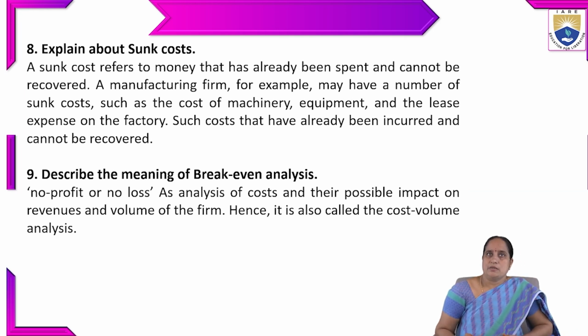Then explain about sunk cost. A sunk cost refers to money that has already been spent and cannot be recovered. So you have already spent money, but you know that it will not be possible to recover that money, whatever was spent by you. So that type of cost is known as sunk cost. A manufacturing firm, for example, may have a number of sunk costs such as the cost of machinery, equipment, and the lease expense on the factory, and such costs that have already been incurred and cannot be recovered. So that is known as sunk cost.